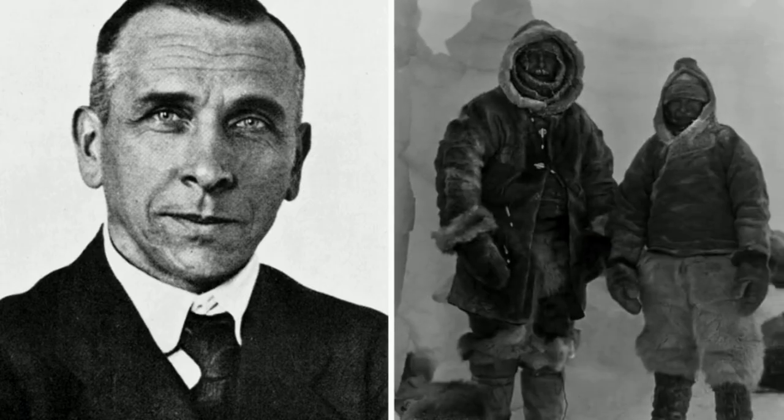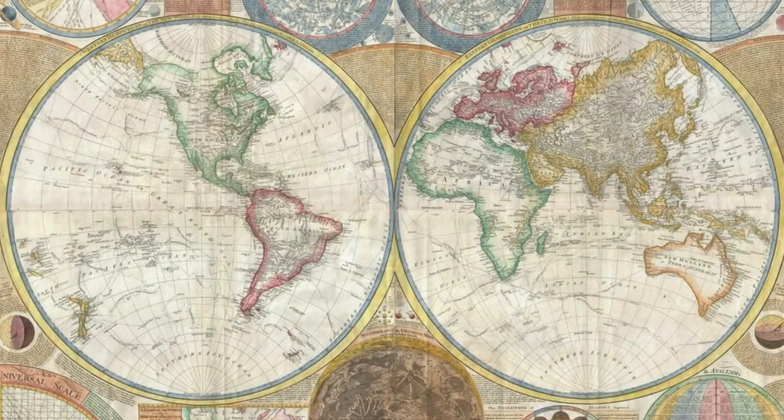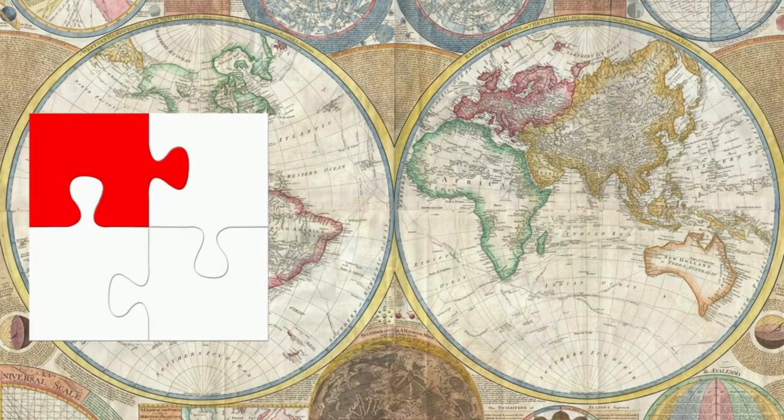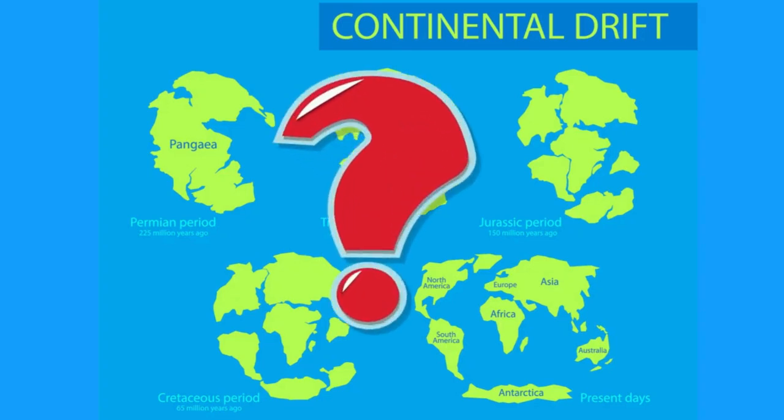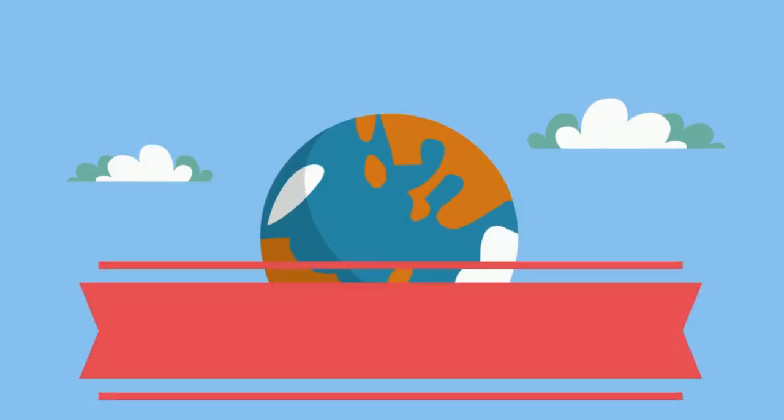Alfred Wegener was the first scientist to propose that the continents fit together like a puzzle, and over time moved apart. His idea was brilliant, but he had a problem. He couldn't explain how the plates moved apart.